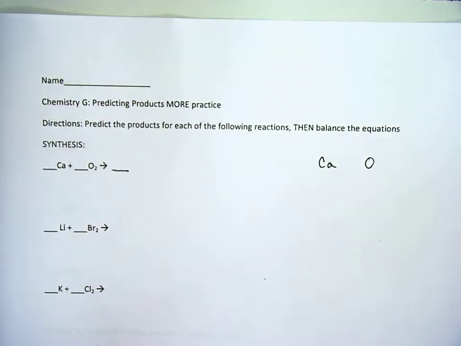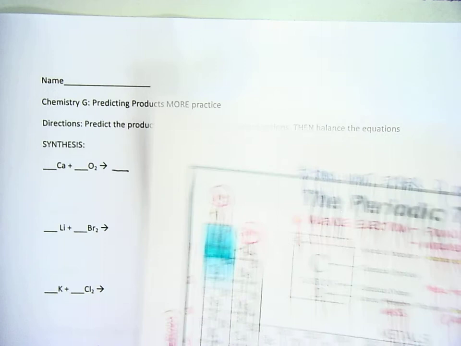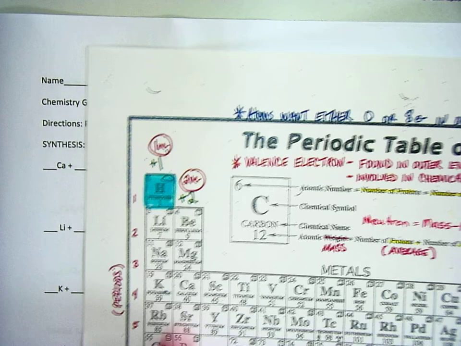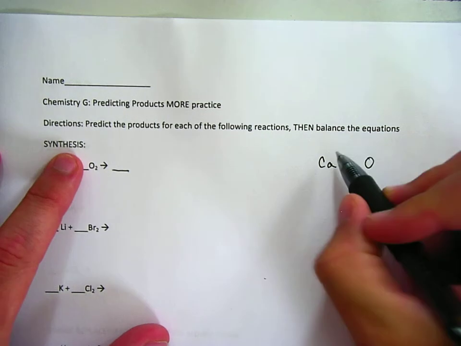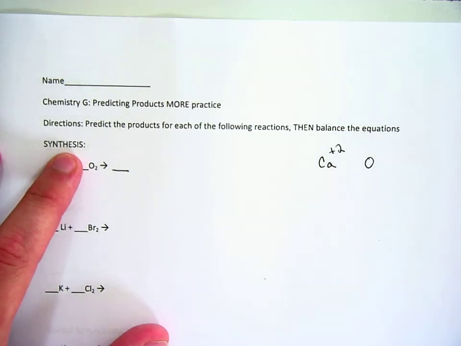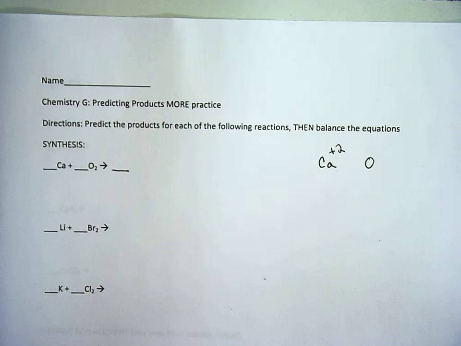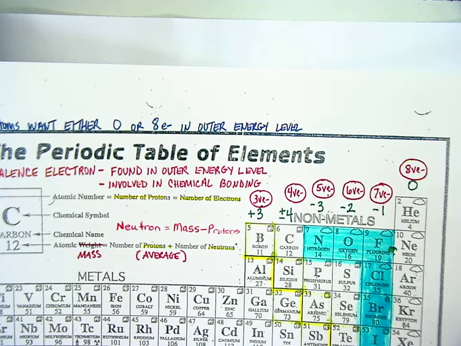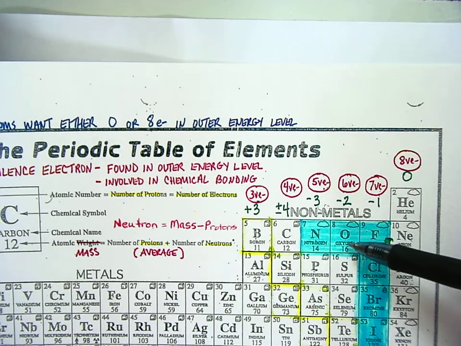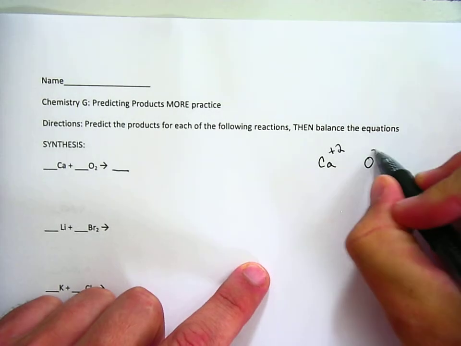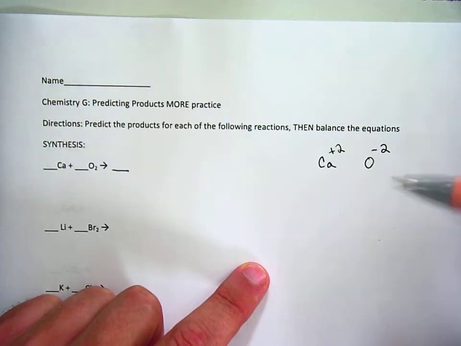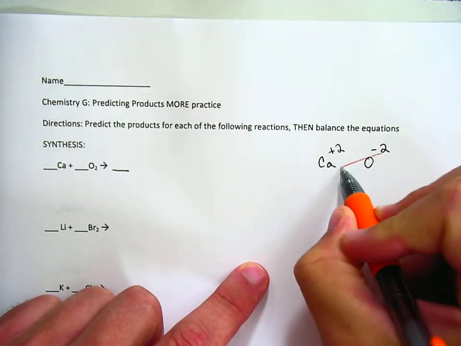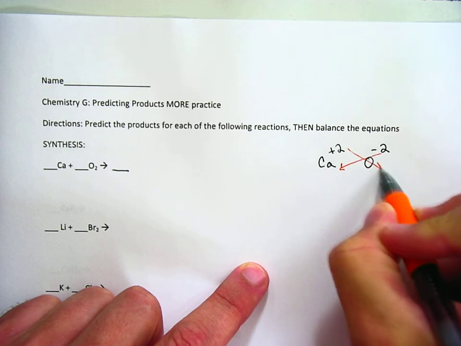Now, using your periodic table, you're going to look up calcium, which is right here, and calcium has a +2 charge, so you're going to write a +2 above it. Oxygen also has a -2 charge, so we're going to write that up above there. And now what we're going to do is we are going to crisscross those numbers down. This 2 goes to the calcium, while this 2 goes to the oxygen.